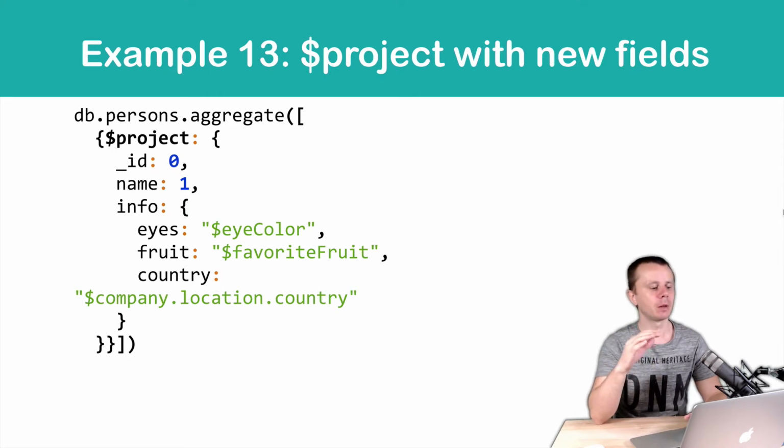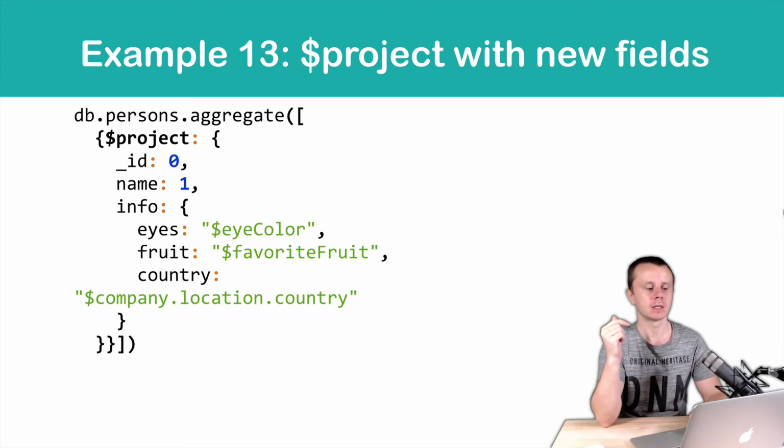Okay, in this example, we project the following fields. Underscore ID is excluded, 0. Then name, it will be included. Then comes a new field, info, that has a set of subfields: ice, fruit and country. And nested fields have expressions as the values. For example, the new field ice refers to the eye color field of the input documents. Then fruit refers to the favorite fruit field. And country refers to the company.location.country of the input documents.